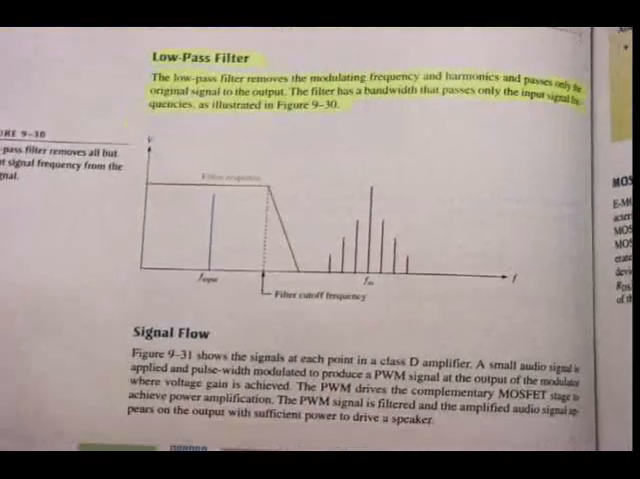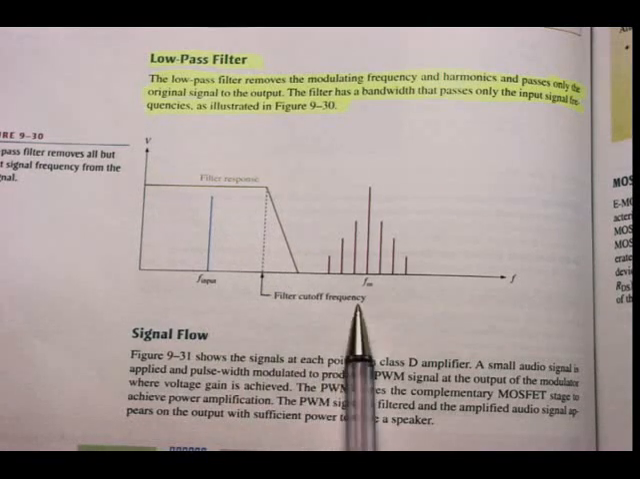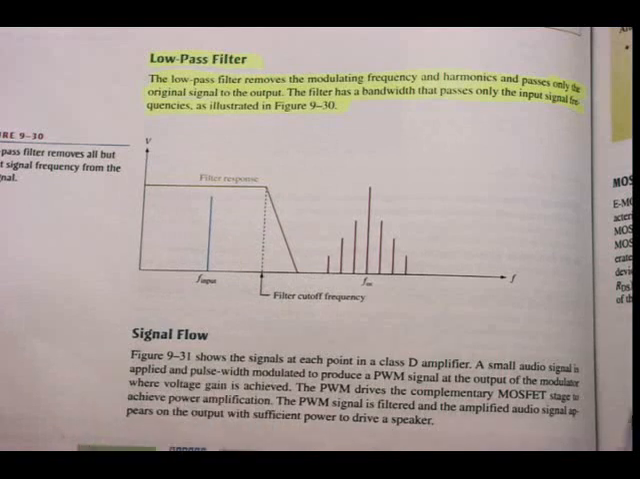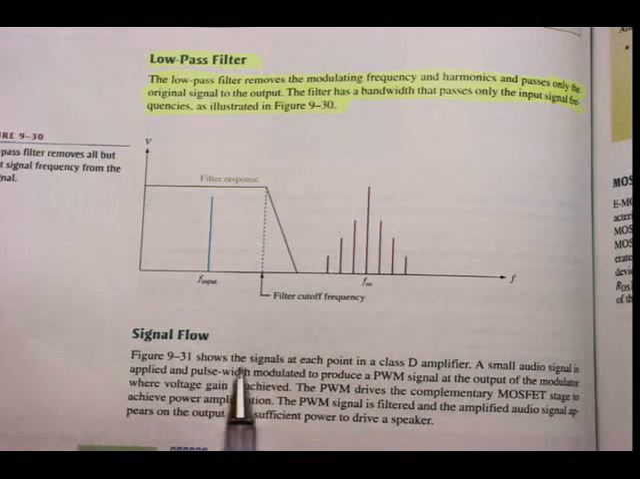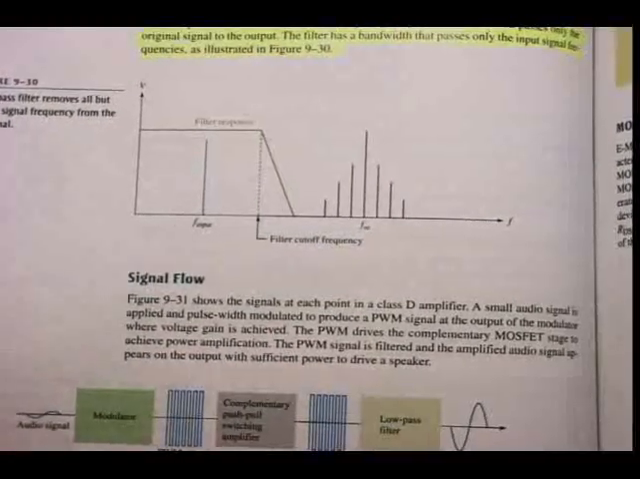So we can see in figure 9.30 there, remember we've done frequency response of amplifiers in chapter 10. Basically what happens there, filter cutoff frequency. So what do I have in the end? Figure 9.31 shows the signal flow at each point in a class D amplifier.